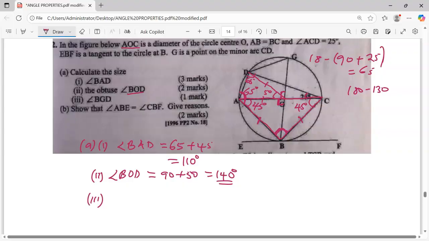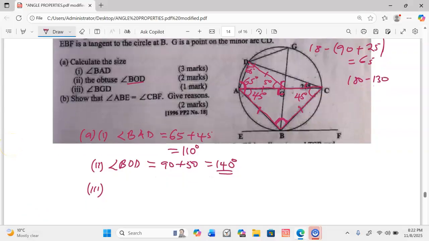We move to Roman 3. So if the angle at this point is 50, then it means the angle remaining to make it 90 is going to be 40 degrees. We already know that this is 65. That means we have 25 at this point. We also have 25, meaning the angle that is going to remain here will be 130 degrees, since OD and OC form the radius of the circle, and therefore we have an isosceles triangle where the base angles are equal.